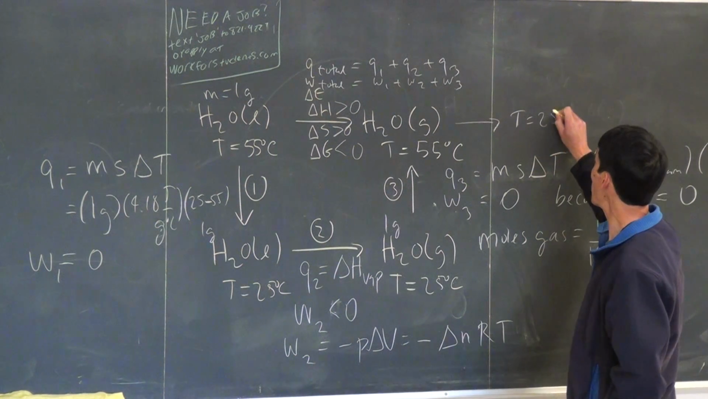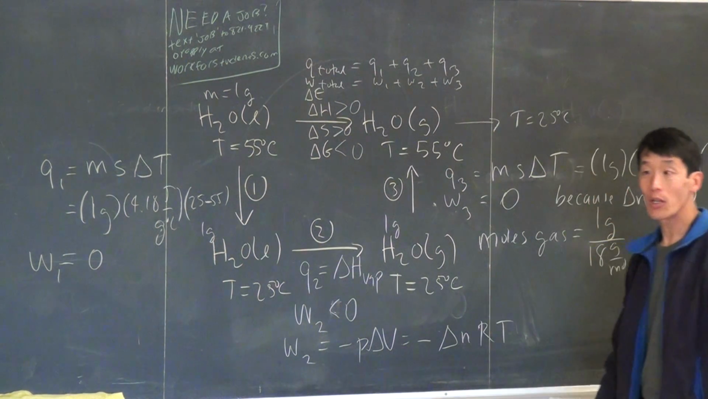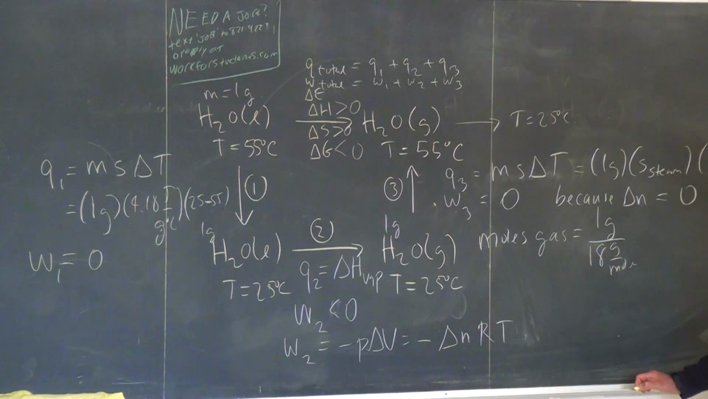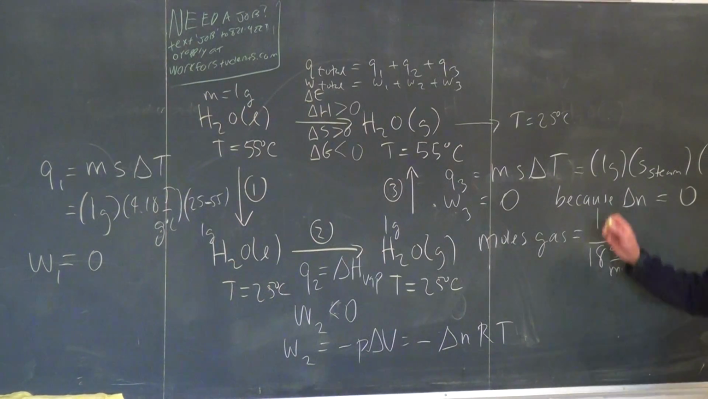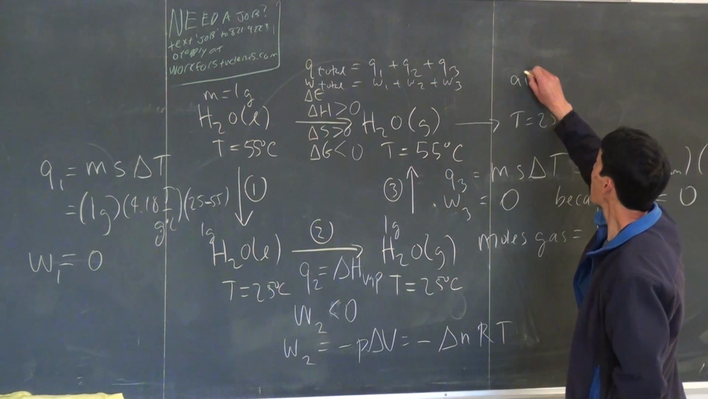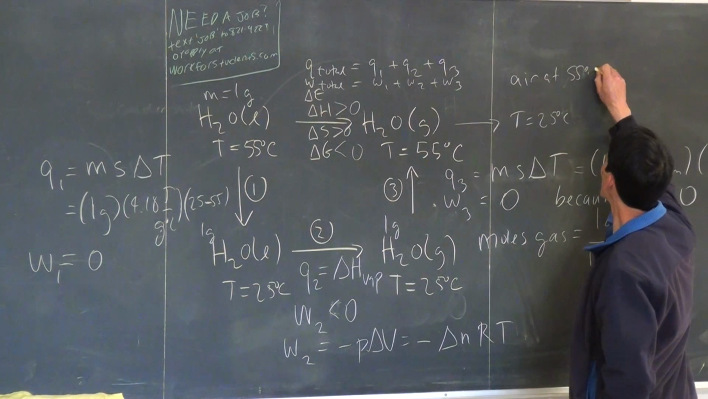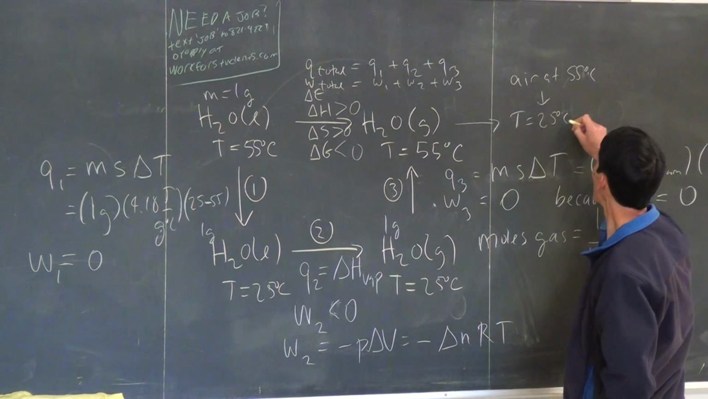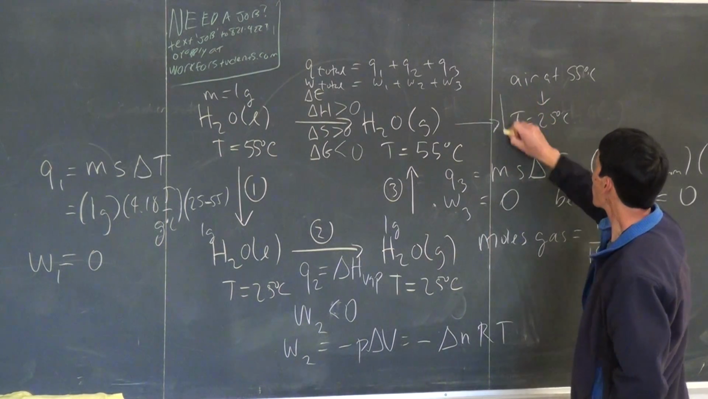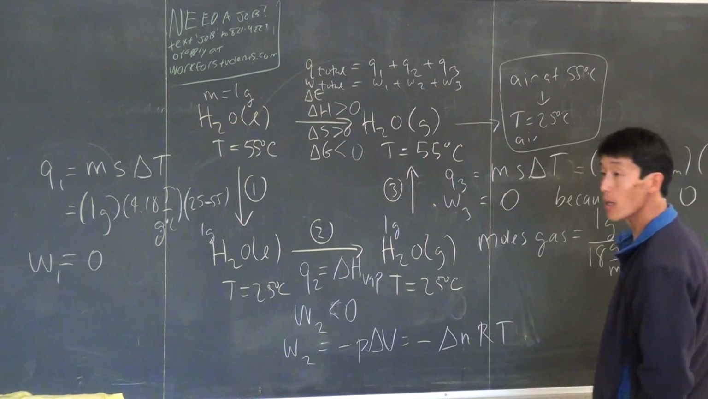Cools at 25 degrees afterwards. Because we're trying to cool the air inside the car. Because really, we have the air at 55 degrees going to air at 25. This is what we're really trying to do.